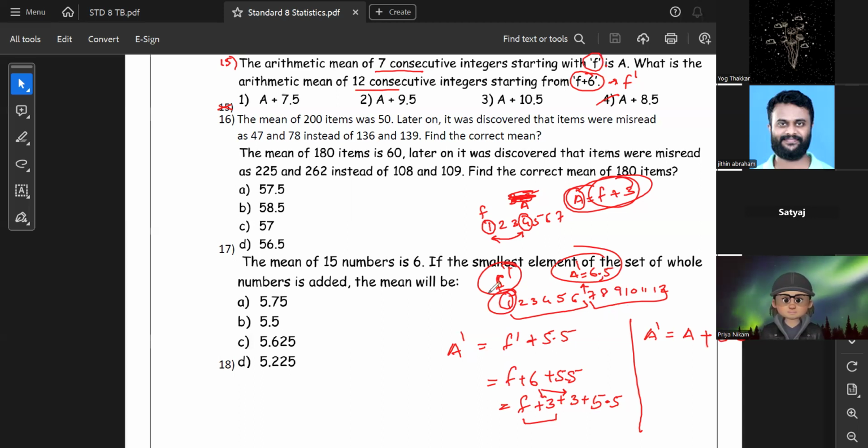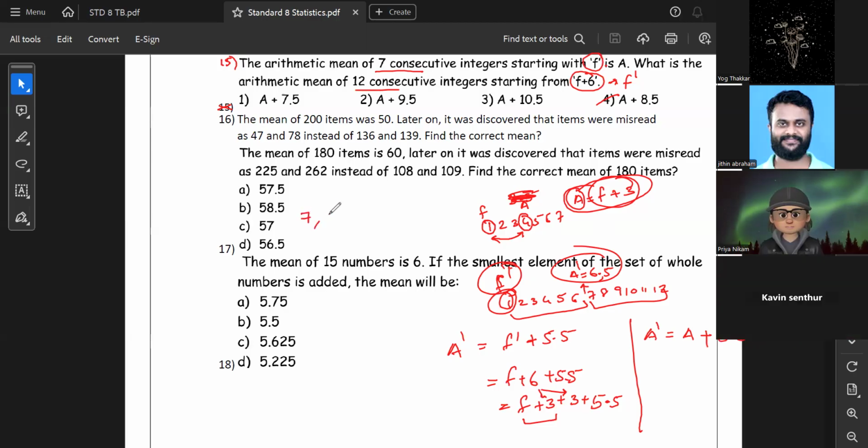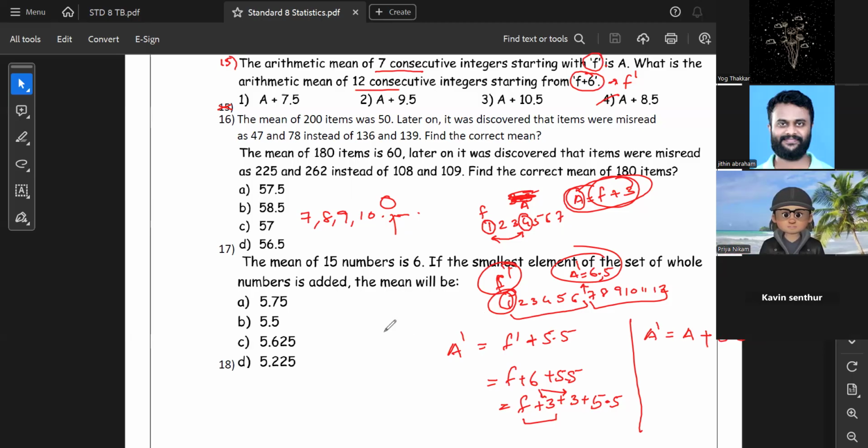Another option is what you have said, that can also be done. Since I've considered f to be 1, f plus 6 will be 7. From 7, I'll write 12 numbers: 7, 8, 9, 10, and so on. I'll find the midpoint, and then compare the previous average and new average. That is also possible, but that will be a lengthier method as compared to this. Thank you.